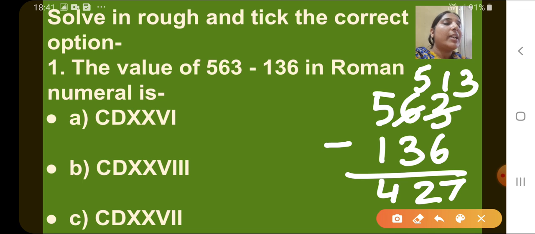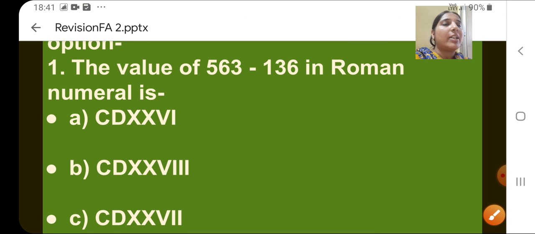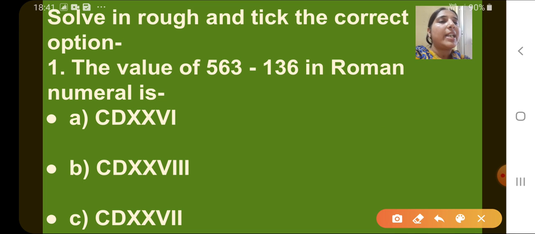Now let's convert this difference. What difference have we got here? 427. So now let's convert this 427 to Roman numeral. And you have to do it before me and you have to see which option is correct. Okay. So 427. Now how will we write 427 in Roman?